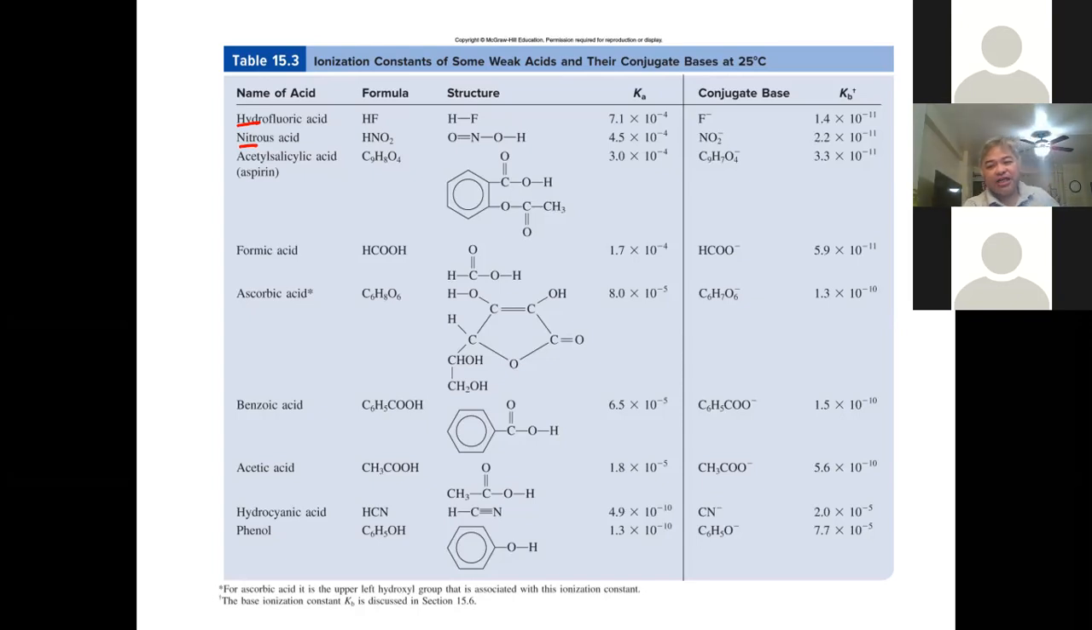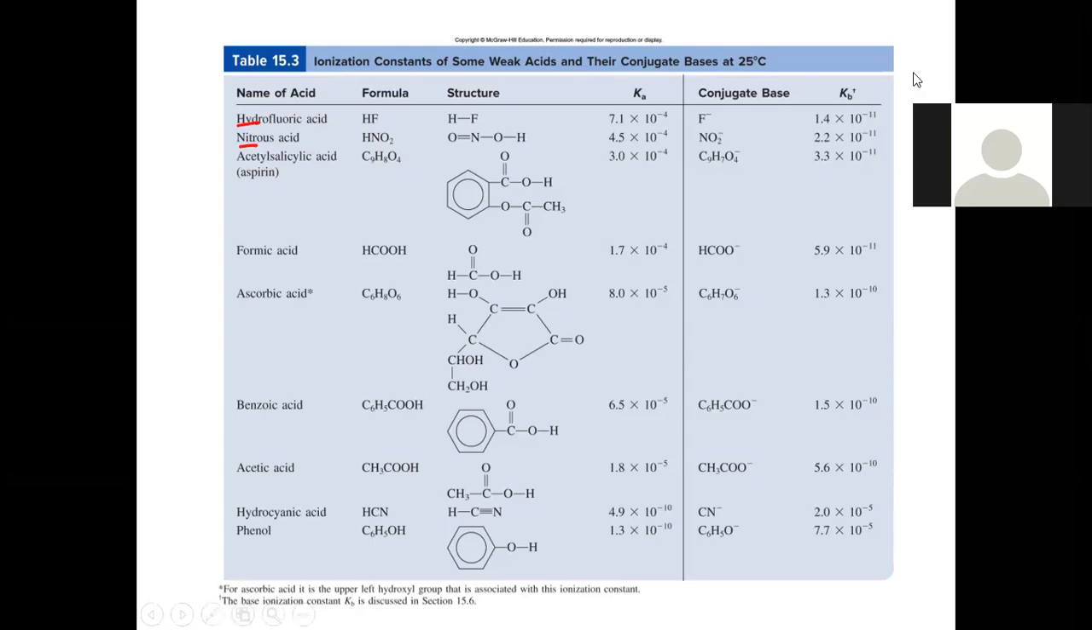Which is the stronger weak acid between the two? Anyone? Alin yung stronger sa dalawang weak acid? Okay? So, ang basis po dyan Ka. So, 7.1 times 10 to the negative 4 is much higher than 4.5 times 10 to the negative 4. So, that means HF is stronger than nitrous acid.